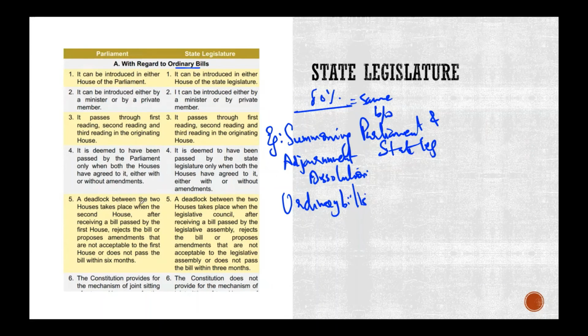What if there's a deadlock between the 2 houses? This is a good point. What if there is a deadlock between the 2 houses? What will be the difference? Do we have joint sitting in the states? No. We don't have joint sitting in the states. So what happens?